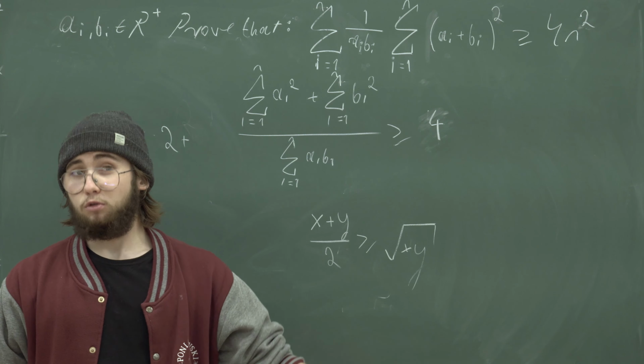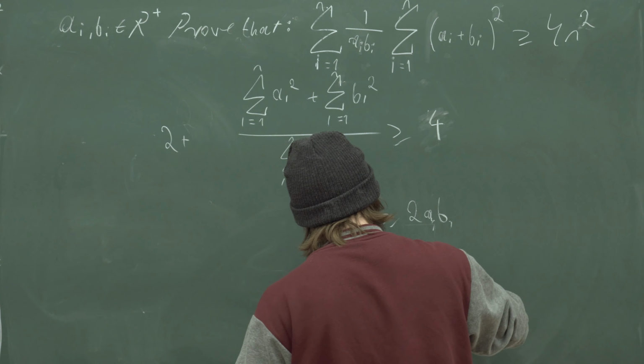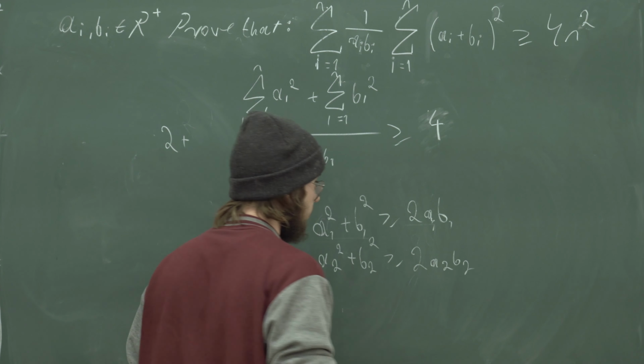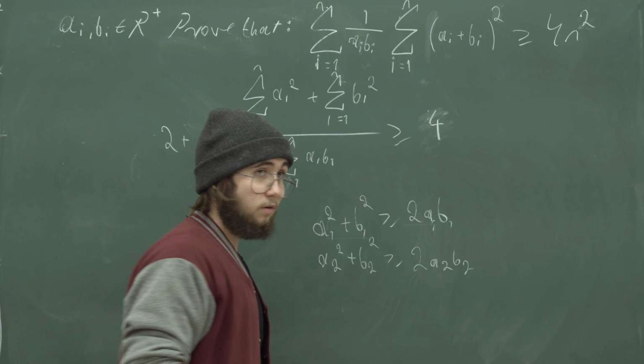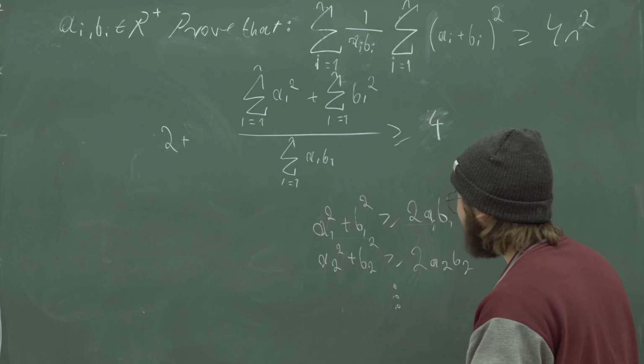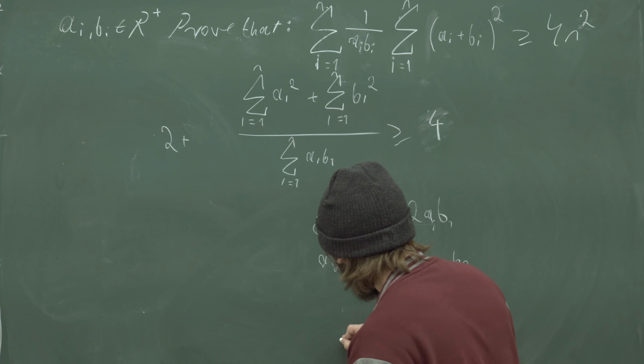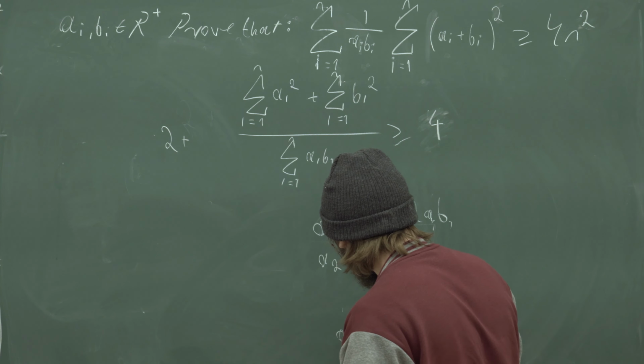I can say that a1 squared plus b1 squared is greater than or equal to 2 times a1 b1. I can say that a2 squared plus b2 squared is greater than or equal to 2 times a2 b2. This looks like a J, but it's actually 2. And we can go on like this, with dots, until we hit n. So we get an squared plus bn squared greater than or equal to 2 times an bn.